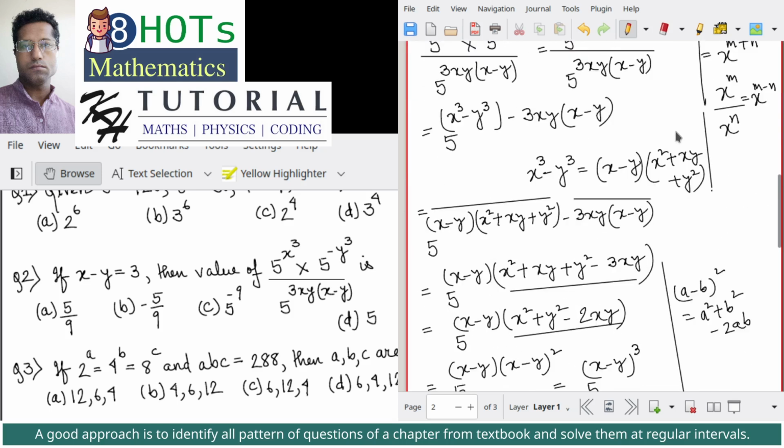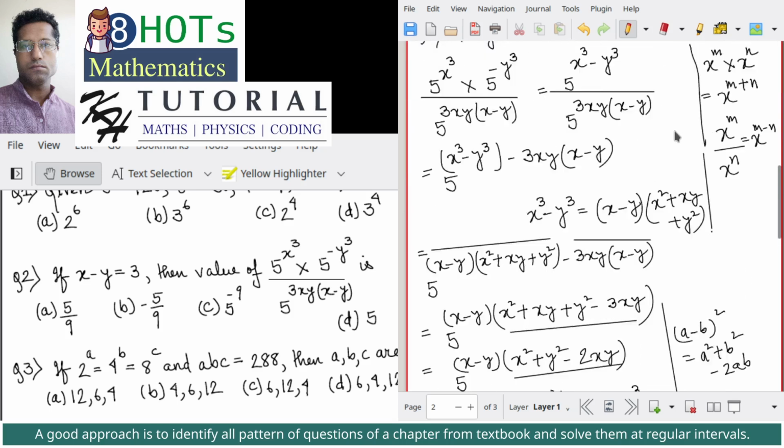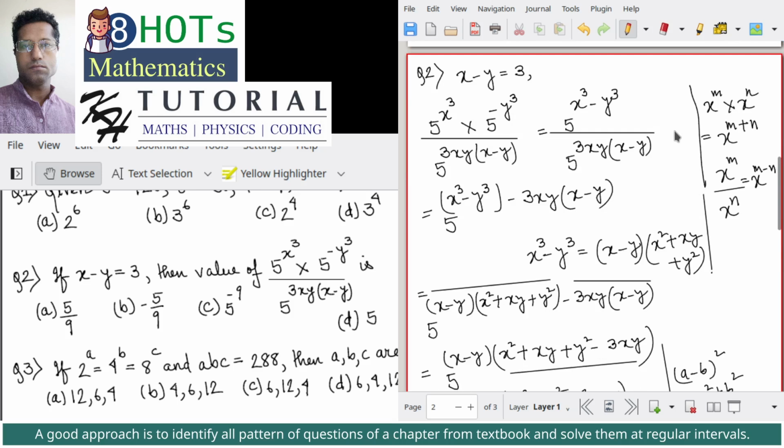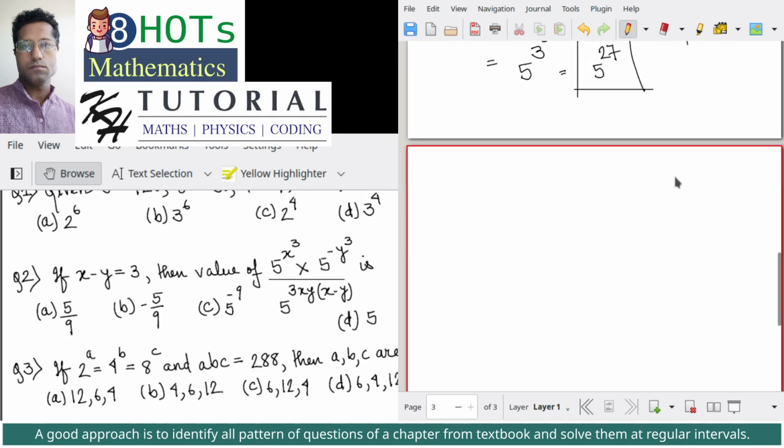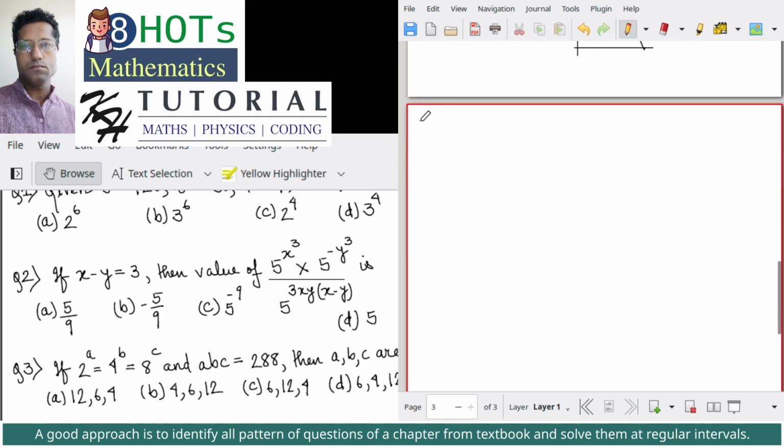I hope you are learning the concept of how we are approaching this kind of problem, and also how we are applying the laws of exponents at every step. Okay, let's see question number 3.